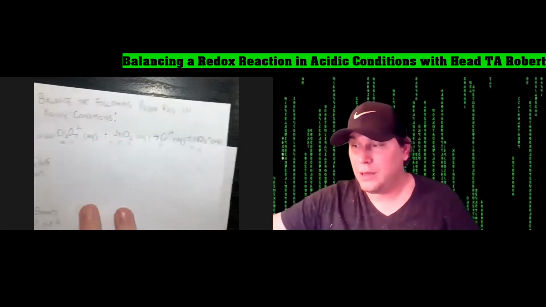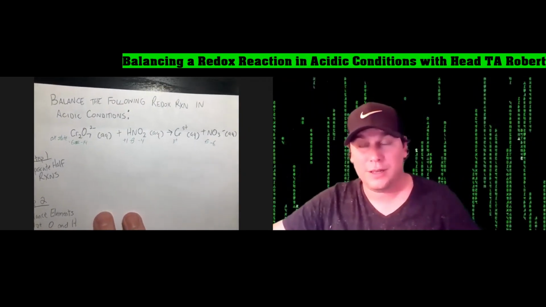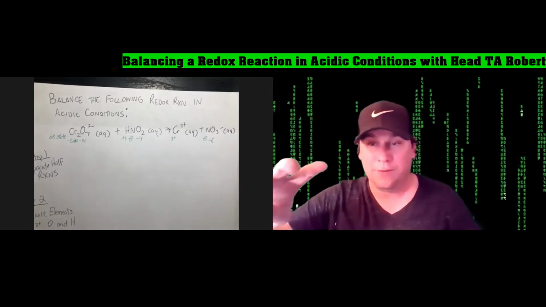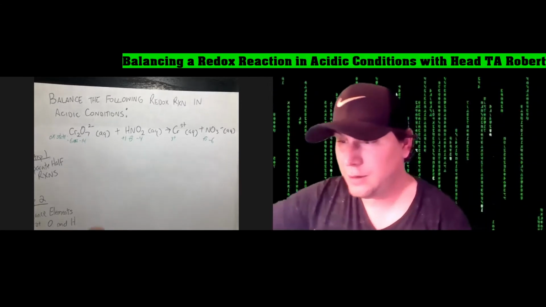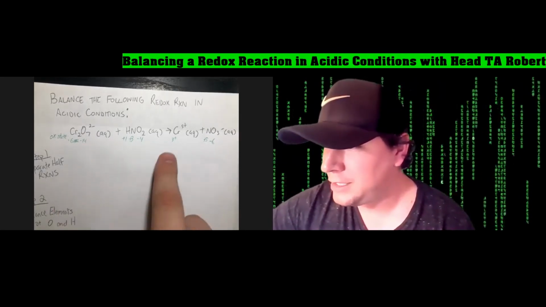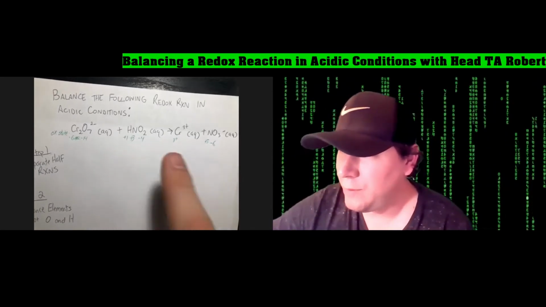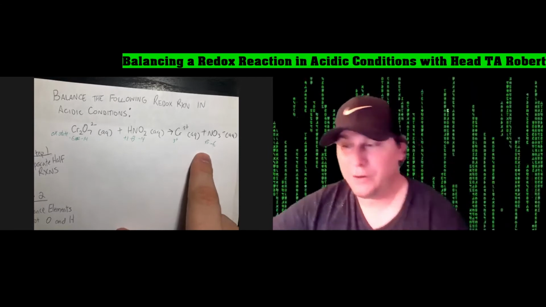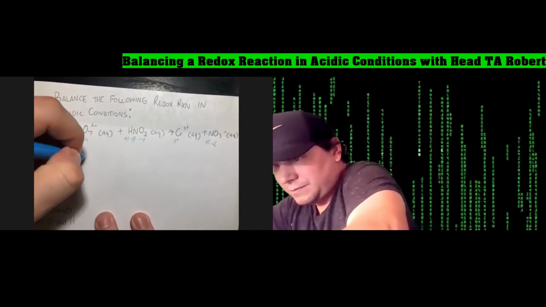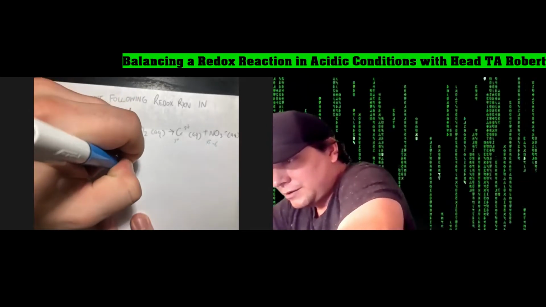So now let's look. If oxidation is loss, what lost electrons? We just said it must be the thing that went more positive, or the oxidation state increased. So let's check that out. Chromium went from 6 to 3. That's a decrease. Let's not go for that. N went from 3 to 5. That's an increase. So we'll write the oxidation half reaction first.